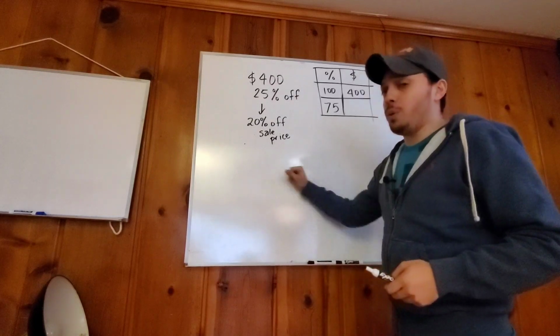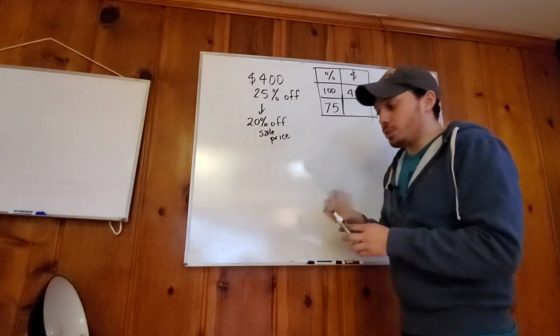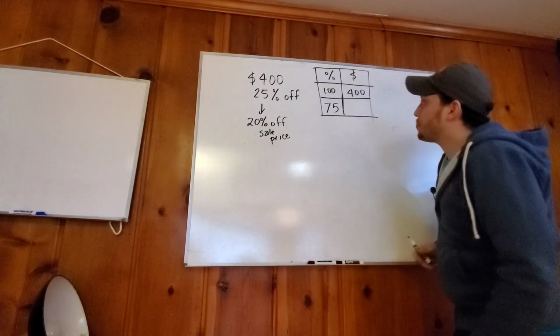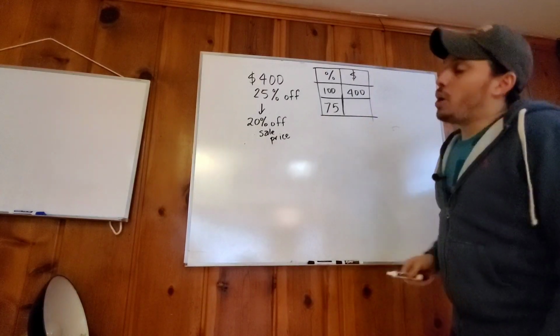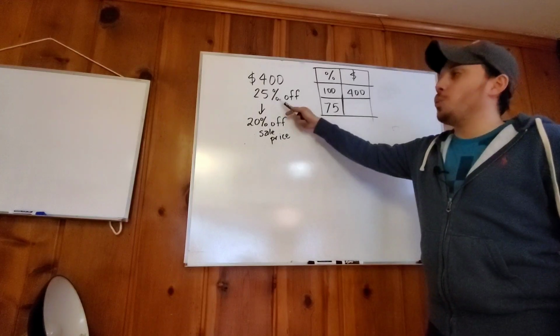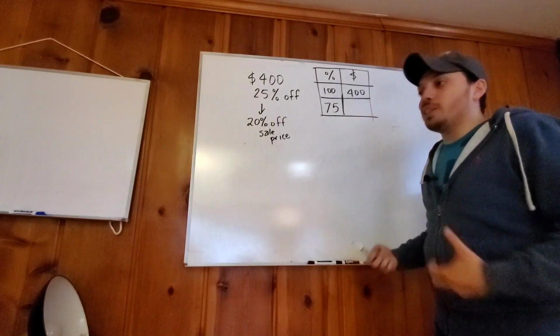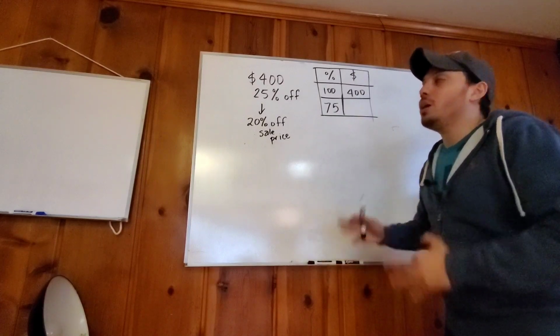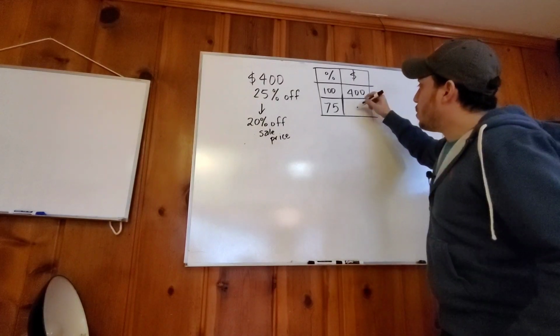This is how math actually works in the real world. And I don't understand how people are like, when am I going to use this? When you go shopping. So that's why I put 75% here, because the 25% off, it's nice to know that they took some percentage off, but that's not what you pay. You pay 75%. So we don't know what this is.